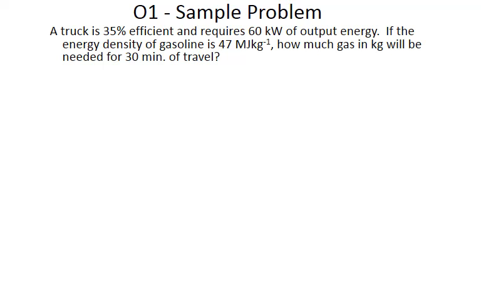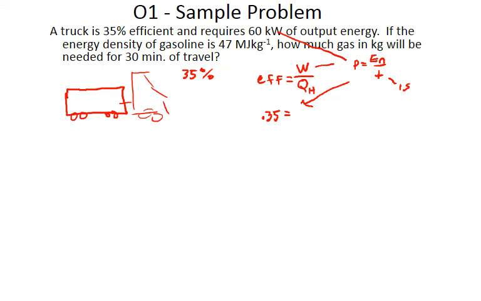So let's take a look at an example of how we can go about this. A truck is 35% efficient and requires 60 kilowatts of output energy. The energy density of gasoline is 47 megajoules per kilogram. We want to figure out how much gas in kilograms will be needed for 30 minutes of travel. The first step is to consider that the engine is only 35% efficient, and so we can look at the efficiency equation like we did before.